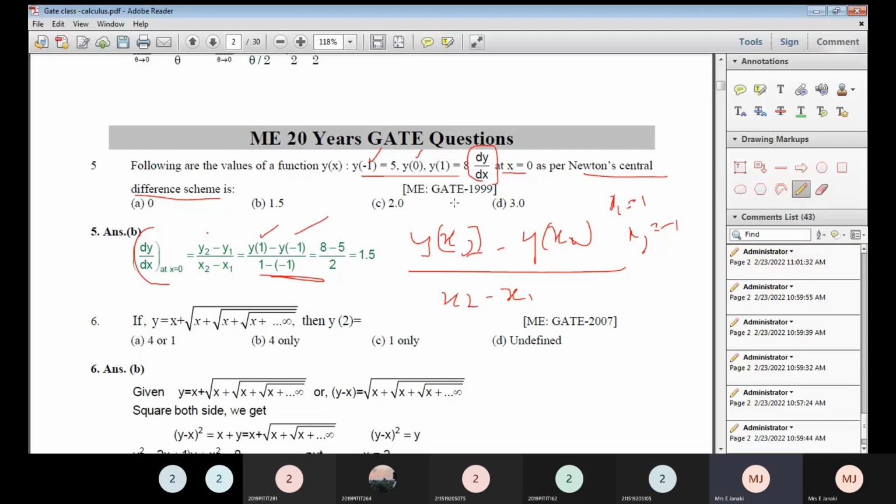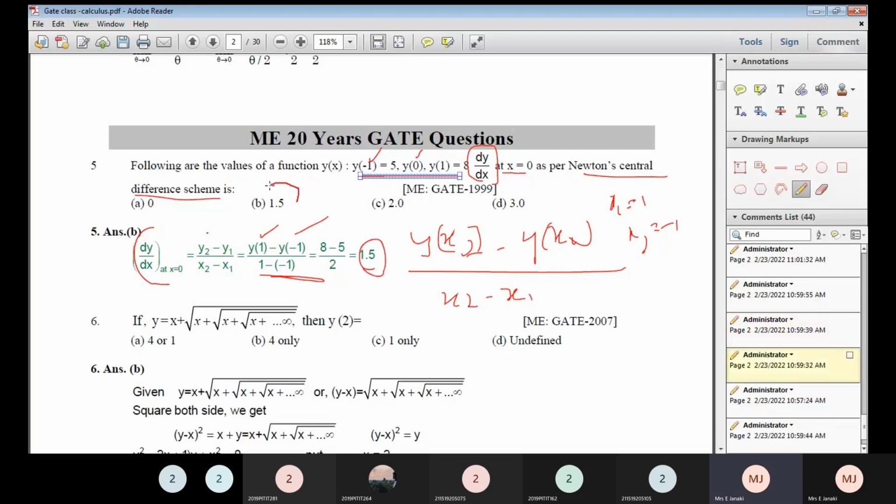You can consider it either way. Here y of x2 minus y of x1, I am taking it here, not mentioned in any way. You can consider the first term x2 and the second term x1, or the reverse, but in any way the answer becomes the same. Here the answer is 1.5. This is your answer. See, option B is correct.